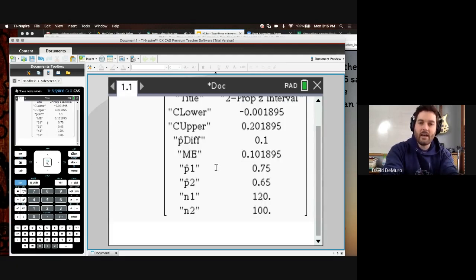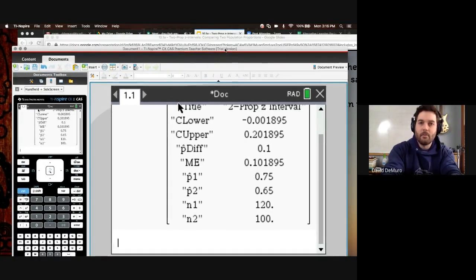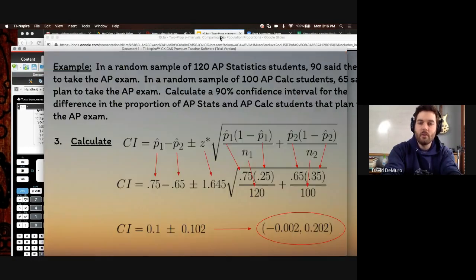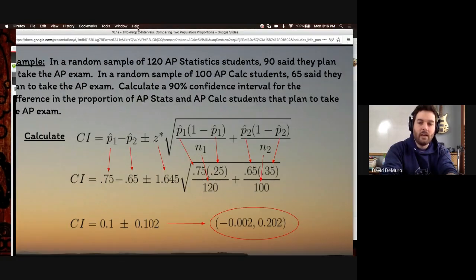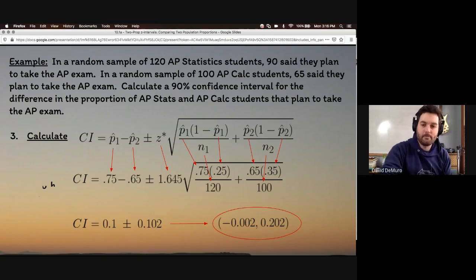So you can do that instead of running through that whole big formula and calculating them by hand. Either way that you do it, you should get the same interval. And in step 4, we will interpret what that interval means.